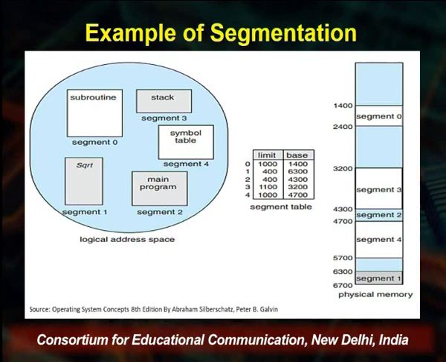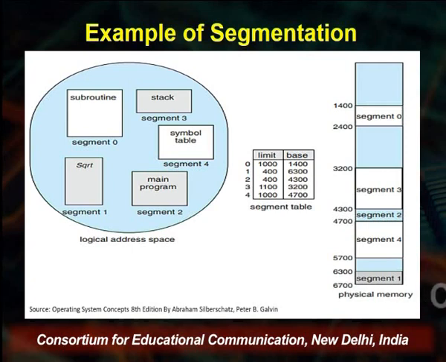So that means this segment 0 will start from base 1400 in the physical memory, and it will go till 2400, which is essentially 1400 plus 1000. So that is what your segment 0 is.